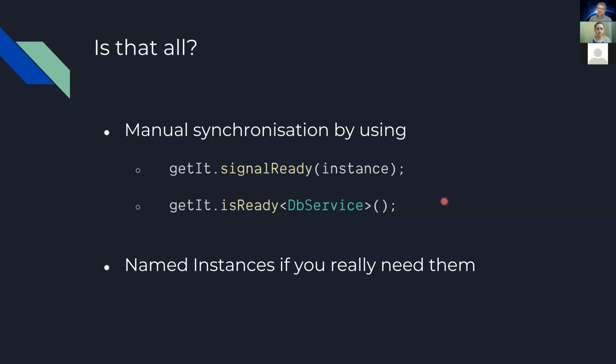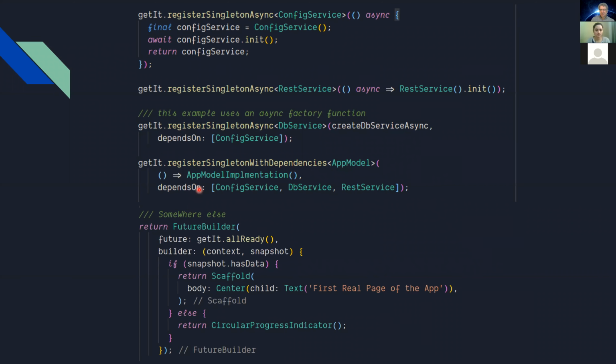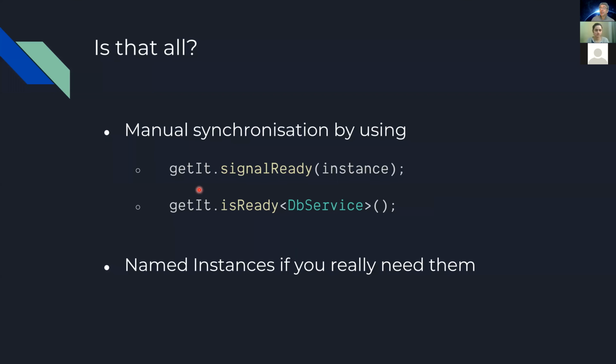If this automatic mechanism does not fit you completely, you can also do it manually. So you can use the signalReady function to signal from one of your objects that this instance is ready, and you can check with isReady if the object is accessible at this moment. And you can also wait for single objects that they are ready.